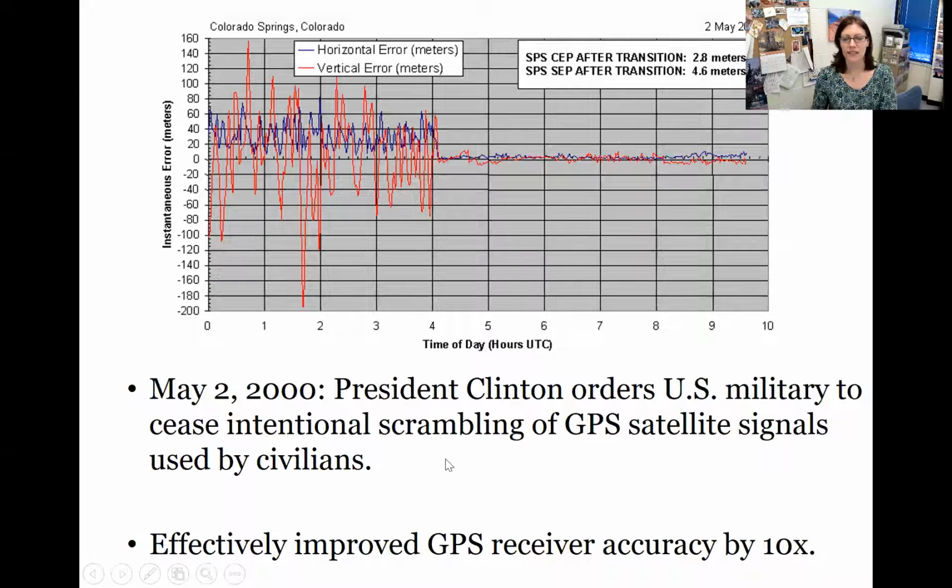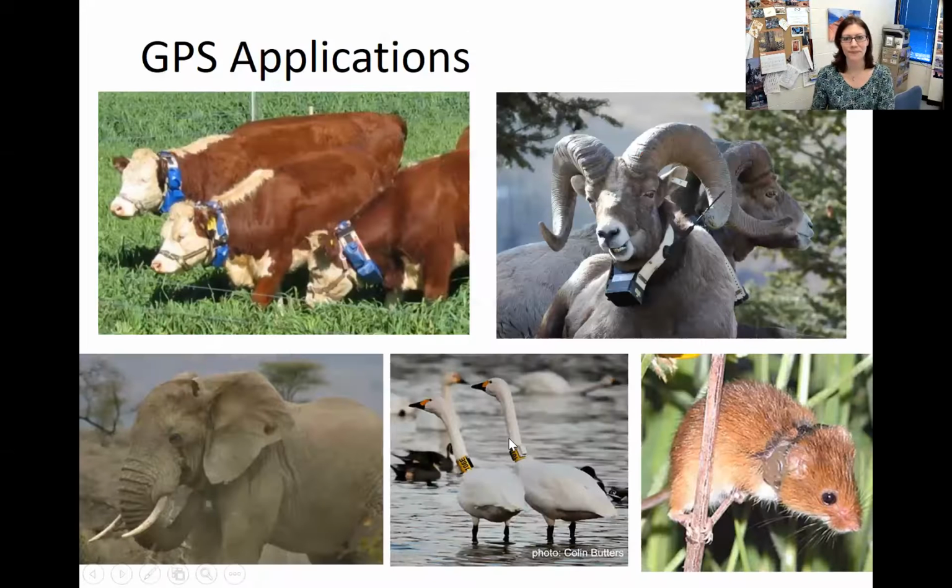That lasted until 2000, when President Clinton said, all right, no more scrambling of GPS signals. And from then on out, we've had pretty high precision. You can see, this is the pre-scramble. This is when it was scrambling, and you see a lot of error in terms of distance, both vertical and horizontal. And then after that, it smoothed out to be within a couple of meters, as opposed to tens of meters. That means that when you're driving in your car, GPS can generally put you on the road that you're on, as opposed to a couple of roads over, which is what would have happened if there were GPS in cars prior to 2000.